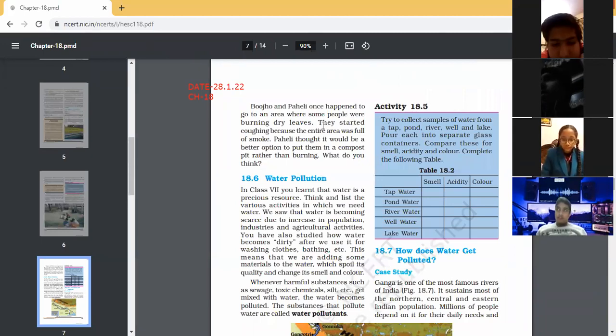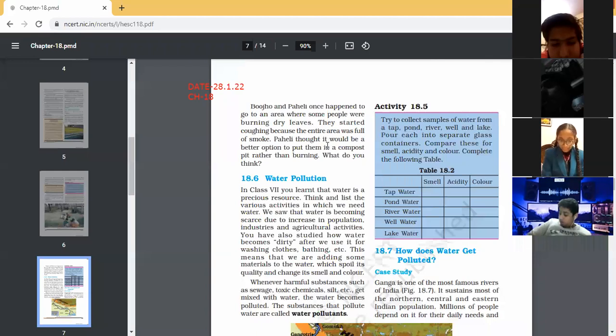And one thing more is there. Bujho and Paheli happened to go to an area where small people were burning the dry leaves, and they started coughing because the entire area was full of smoke. You must have also seen, children, in the parks what the helpers do. They collect all the material and just burn it to reduce the garbage. So what should be done? They should put it in the compost instead of burning.